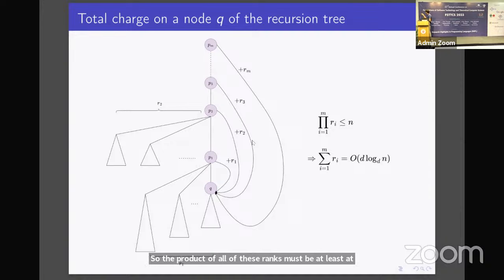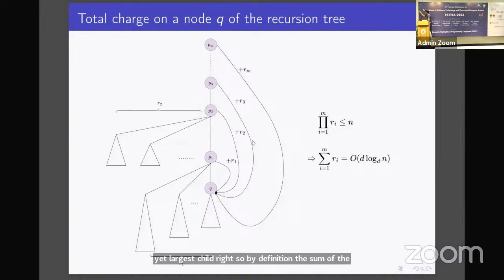And therefore the sum must be at most d times log base d of n, and the sum of all these ranks is exactly the charge accumulated on the node q, right? Because by definition, every node in the recursion tree charges i to all the nodes in the subtree of its ith largest child, right? So by definition, the sum of the charges accumulated at q will be the summation of ri.